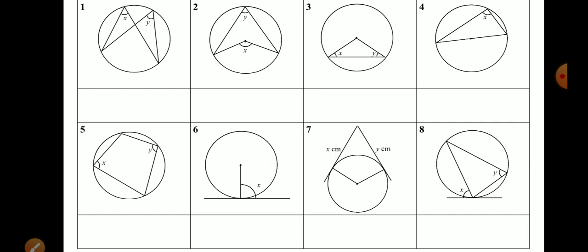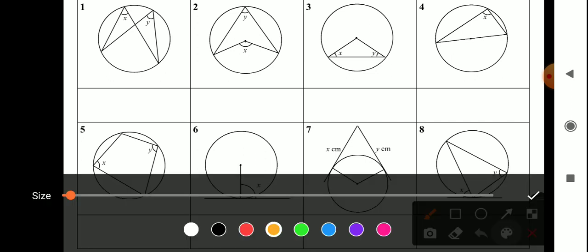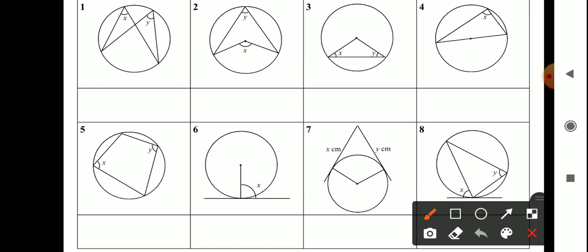So property number 1 says angles from the same arc. If you look carefully, they are from the same arc. You draw y, also from the same arc, you draw x. Because they are from the same arc, you can say x is equal to y. This is the first property, very easy.